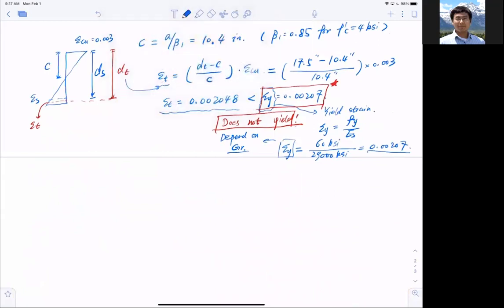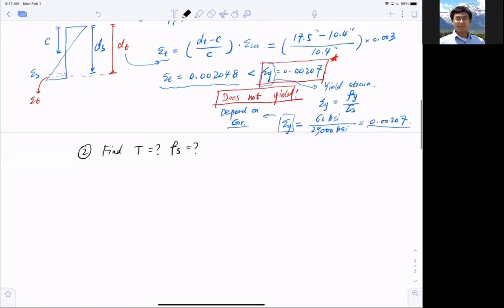So what I have to do is go to step 2. Okay, this is new. Step 2 is to find the true tension force. And to find the true tension force, I need to find the true stress in the steel. So how do I do that?